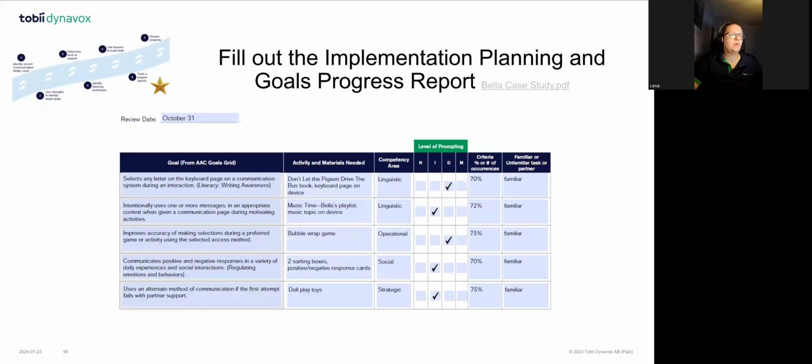So when you've done that, you would like to fill out the implementation planning and goals progress report. You would like to see what are the goals you have chosen on the left side. You would like to describe what kind of activities and materials are going to be needed, how you're basically going to do that, what kind of competency area you're targeting. You're also slightly reminding yourself you want to be across all the competencies. What kind of prompt you're going to be using. What is your criteria for deciding that the goal has been achieved? And of course, with familiar or unfamiliar partner, we know that it is a very important thing.